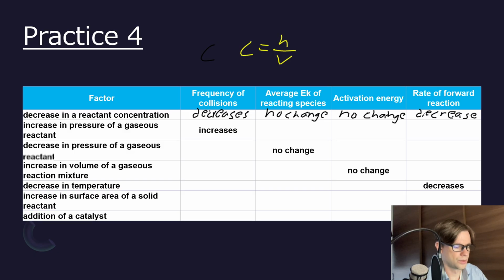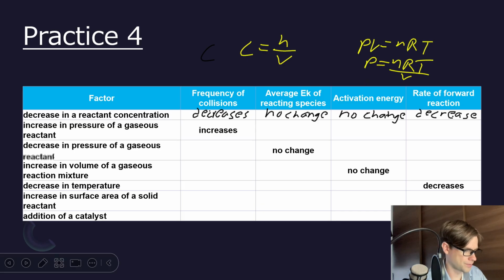Okay, next row. Increase in pressure of a gaseous reactant. Frequency of collisions increases, we saw that. So we had PV equals nRT. In other words, P equals nRT over V. So you can either add more particles, increase the temperature, or decrease the container volume to increase the pressure. But whatever you do there, the frequency of collisions will increase. Average EK though, no change there.